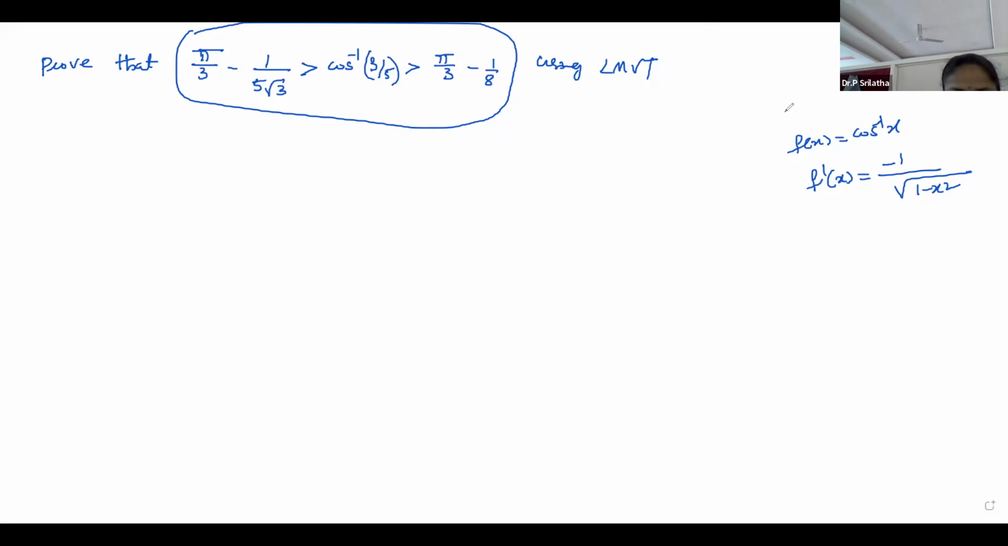Done. So A is, yes, very good. A is 1 by 2 and B is 3 by 5. Very good, Amma. Very good.